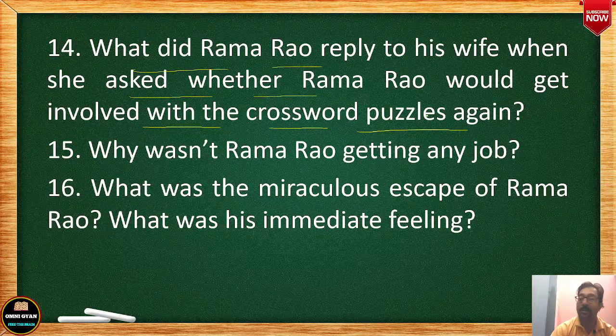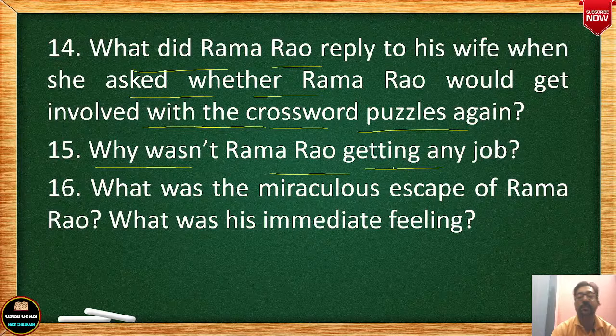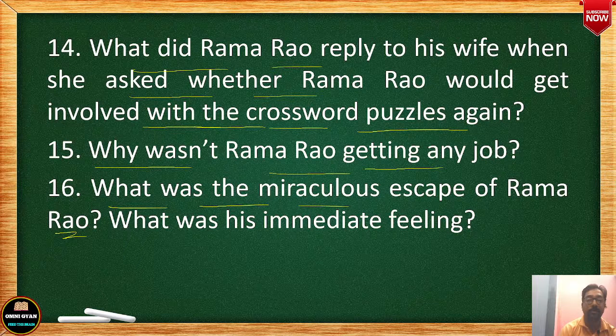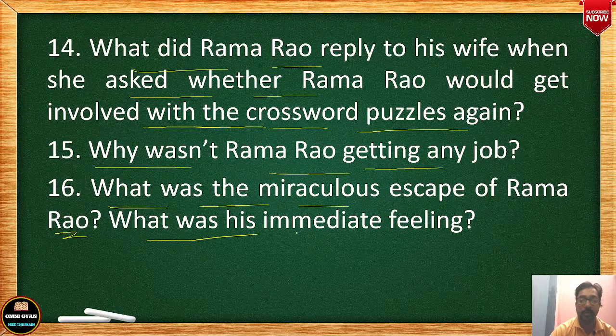Why wasn't Rama Rao getting any job? Because he was a man of 40 plus, a man who had never done a job in his life, he had experience in business. So getting a job was not easy. Moreover, his application was a business type application, business language application. It was not a formal application. What was the miraculous escape of Rama Rao? I told you already that three stations earlier, a train had derailed and all the trains would be late by at least 3 hours. So what was his immediate feeling? He said, God, thank you, God, for showing mercy on me. Okay, God, you have shown mercy on me. This is what he said.